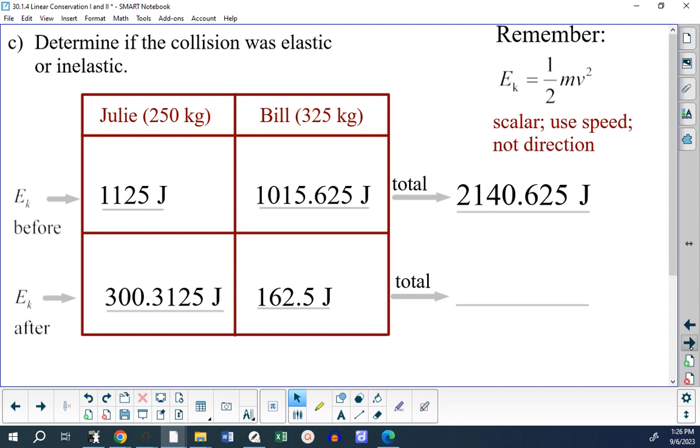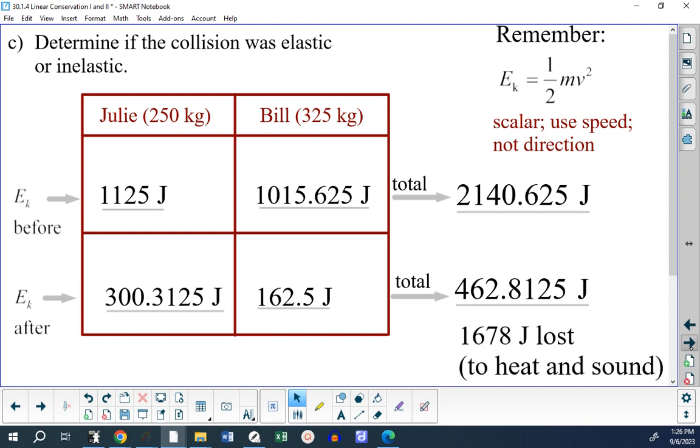If I add these together, I hope it's clear just looking at this, this is going to come nowhere near 2140. So what is the answer to the question? The answer is it is not an elastic collision. It is inelastic. And I don't know if I have this up here. I seem to think I do. Yep. There are roughly 1,678 joules of energy that was kinetic that appears to be missing now, and it's heat and sound.